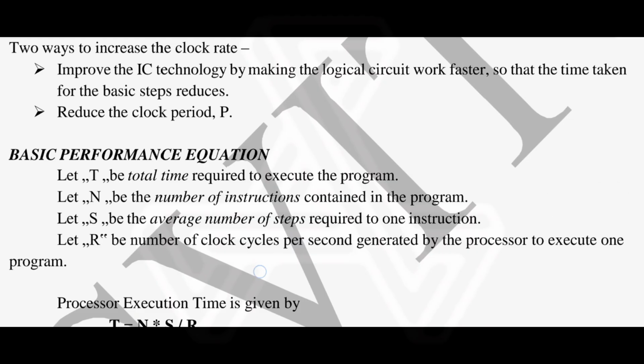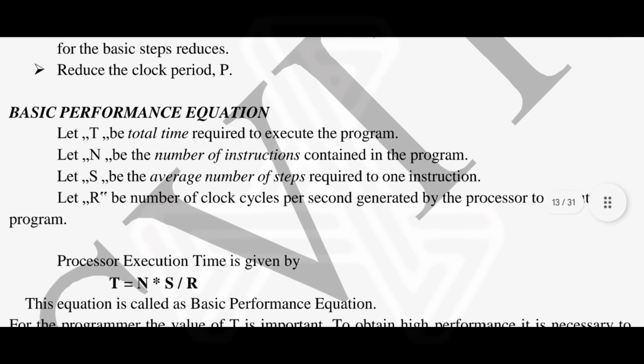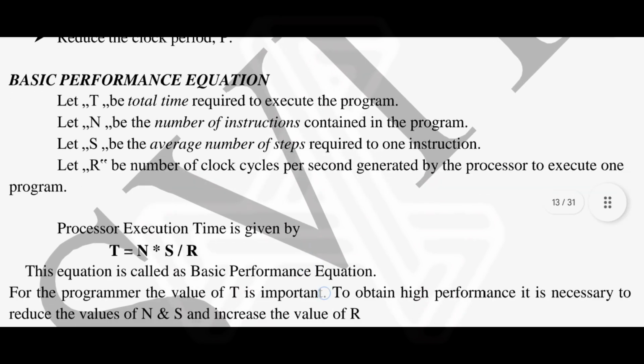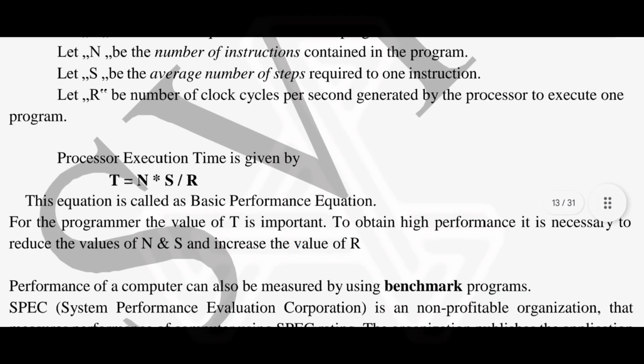Basic performance equation. Let T be the total time required to execute the program, let N be the number of instructions contained in the program, S be the average number of steps required for one instruction, and R be the number of clock cycles per second generated by the processor to execute the program. Processor execution time is given by T equals N into S by R. This equation is called the basic performance equation.